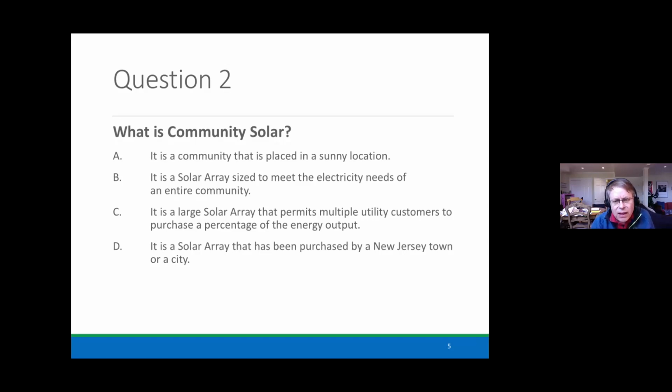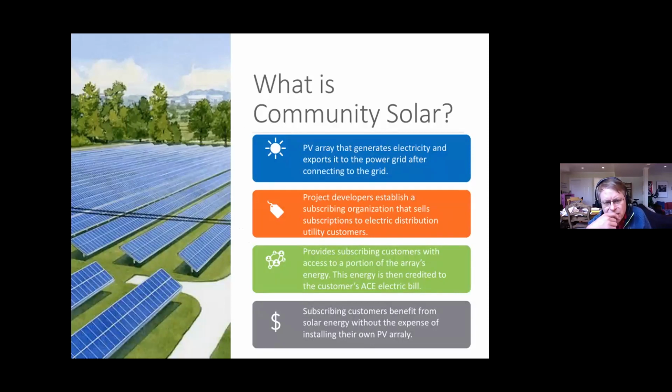So, and then kind of walking through what is community solar. On the left side of the screen, you see a large solar array. This is in a field. Typically in New Jersey, one of the locational preferences is brownfield sites. So it could be the top of a landfill that other things can't be placed on top of. It could be part of an old industrial park. It could be on top of a parking lot. It could be on top of a commercial office building. And it's a PV array that generates electricity and exports the power to the grid after connecting to the grid.